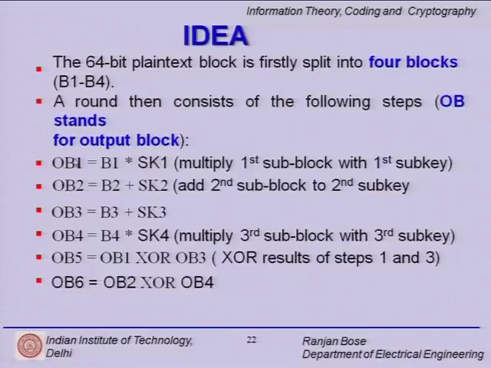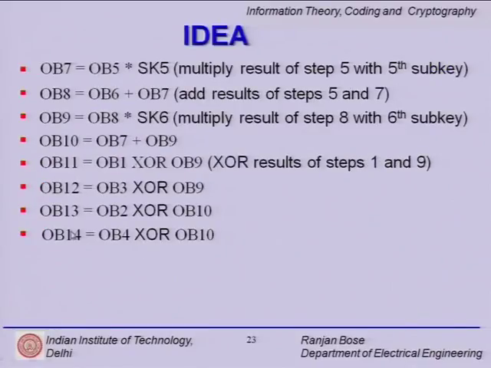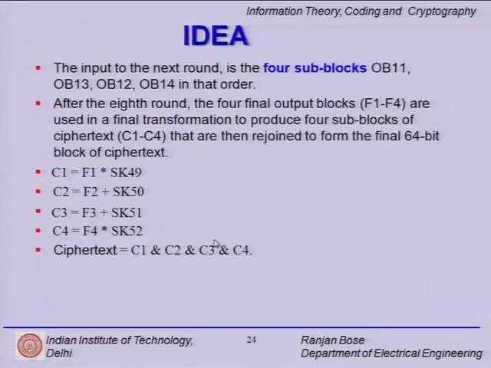So, for example, the output block 1 takes the first sub block of the plain text and multiplies, XORed rather, with the first key. Similarly, the second one is with the second key. So, you have these operations that you can carry out up to these 14 output blocks. Again, very easy to implement in hardware. These are all multiplications. So, now what do we do in the input to the next round? We complete the first round.